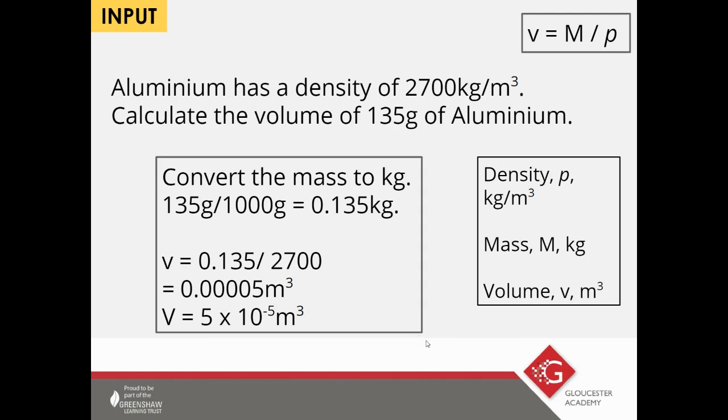If aluminium has a density of 2,700 kilograms per meters cubed, I can calculate the volume of 135 grams of aluminium. The first thing I need to do is convert the mass to kilograms. There are 1,000 grams in 1 kilogram, so 135 grams divided by 1,000 gives me 0.135 kilograms. Now that I know my mass, I can divide it by the given density. So 0.135 divided by 2,700, put that into your calculators.